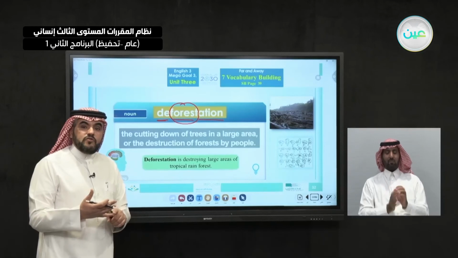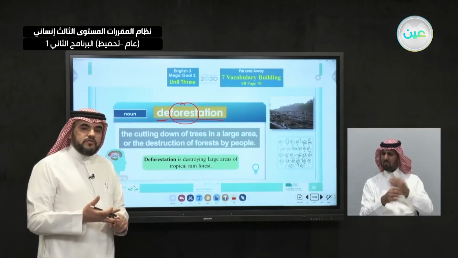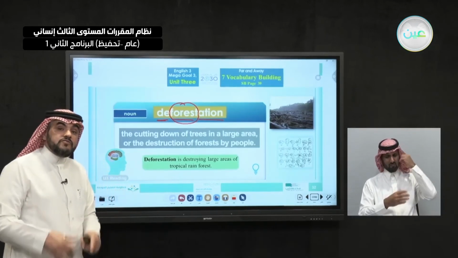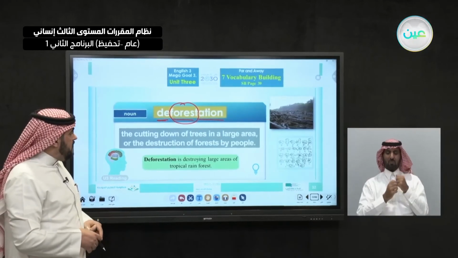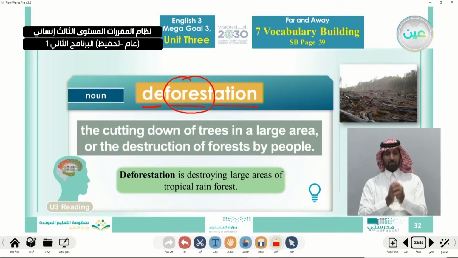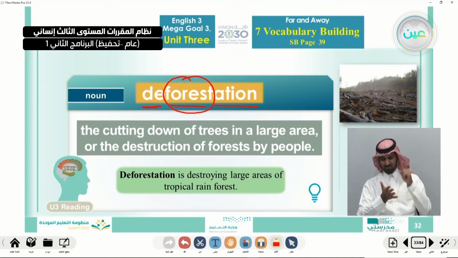Why? Because they want to make factories, or they want to make buildings, or they want sometimes to get use of the wood of this forest. Okay, so this is called deforestation, and this is very dangerous on the planet in general. So deforestation is destroying large areas of tropical rain forest.